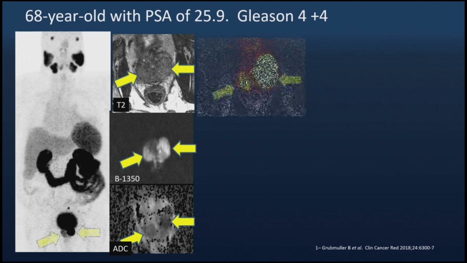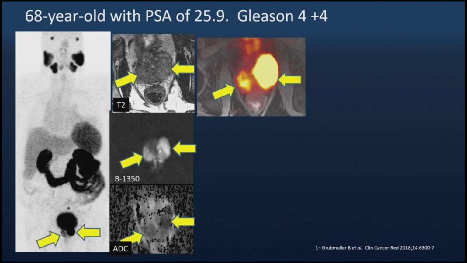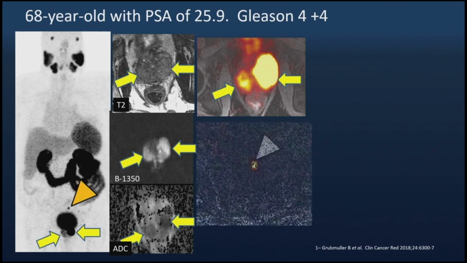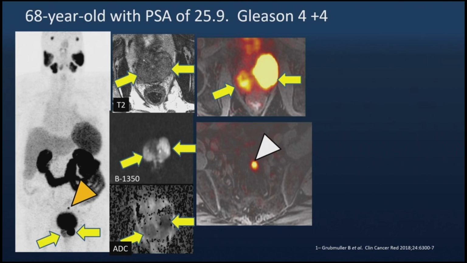Something on this PSMA PET-MR changed the patient's management. We can see that there's actually very intense uptake, bilateral disease. But then we saw this. What is that? That's a presacral lymph node. This was going to be outside of the field of view. So our radiation oncologist included that in the field of view.